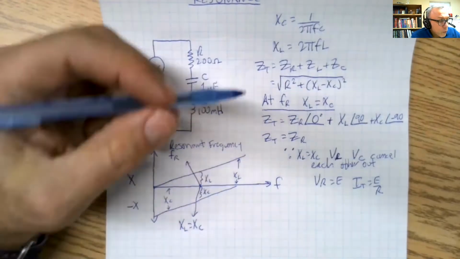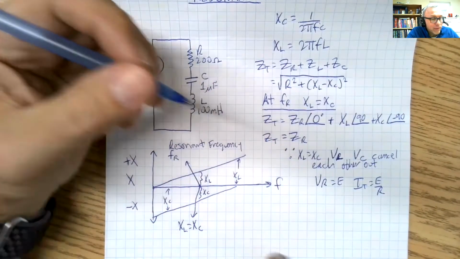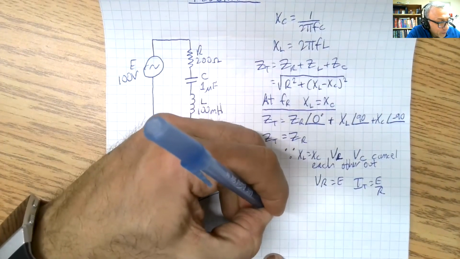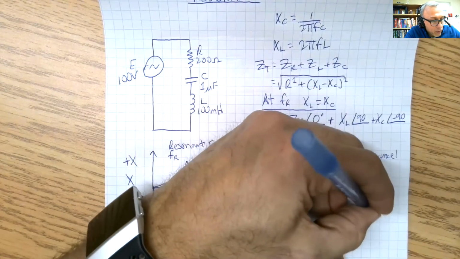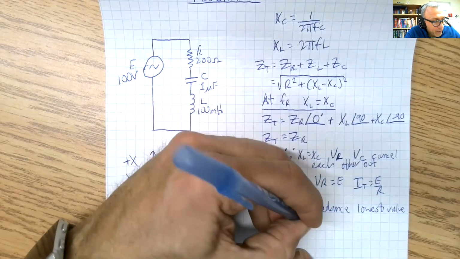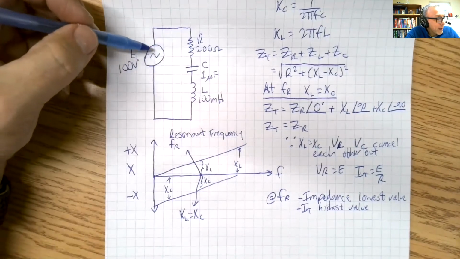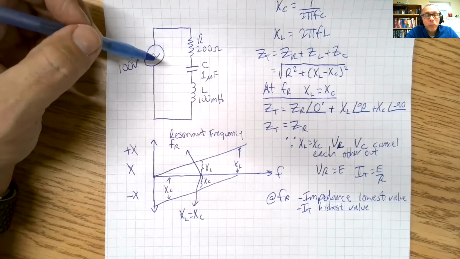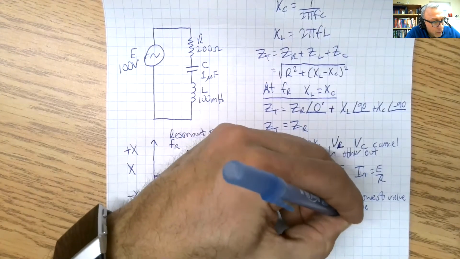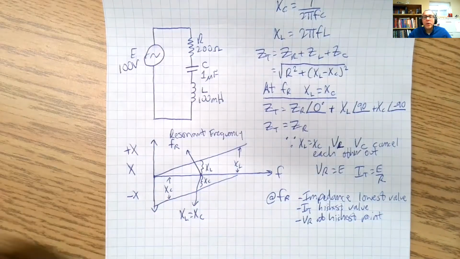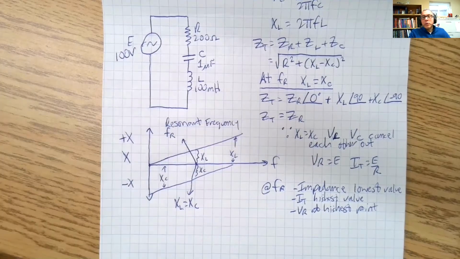Now, at resonant frequency, our impedance is at its lowest value. It also means IT is at its highest value. And since Kirchhoff's law says that the algebraic sum of all the voltages in this loop equals 0, that also means that VR is at its highest. Those are very big points to understand.